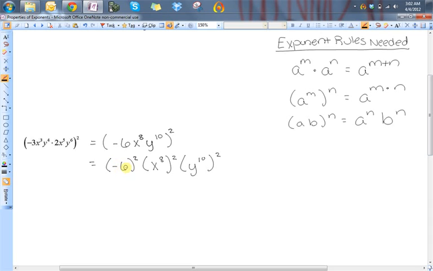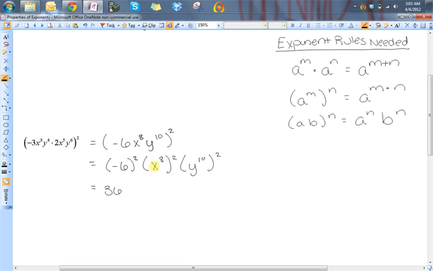Now because this negative 6 is in parentheses, that means this is negative 6 times negative 6, so this is going to end up being positive 36. Now if this had not been in parentheses, then it would have been negative 36, but it does have to be in parentheses, okay? So it's very important that you correctly use notation when you square any kind of negative number like this. Okay, so it's positive 36.